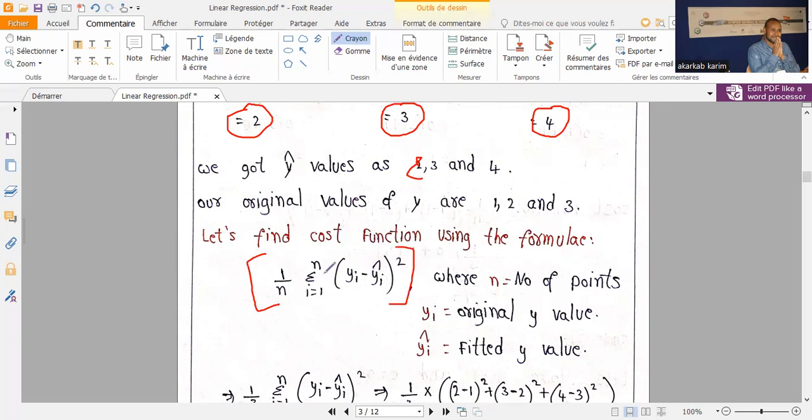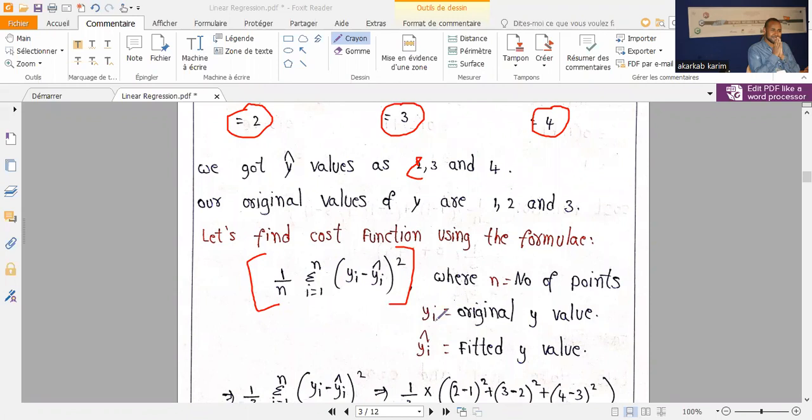function with this formula. It's 1 divided by n, summation of i equals 1 to n of y_i minus y hat_i squared. So this is the formula of cost function, where n is equal to the number of points. So here, as we see, the cost function. This is the formula of cost function.